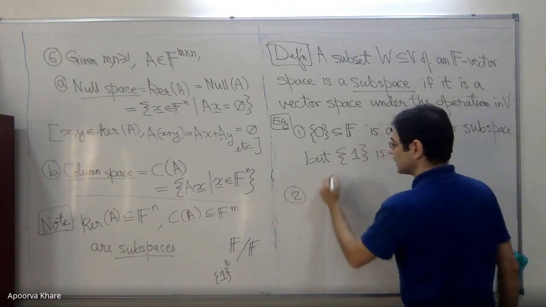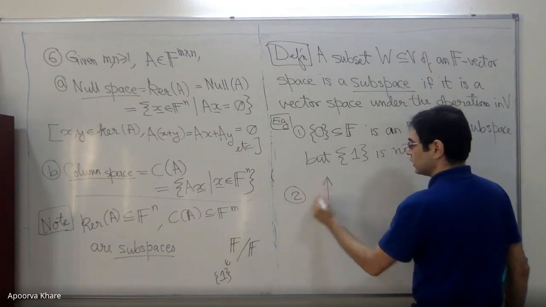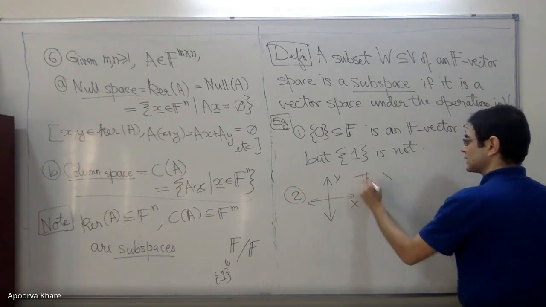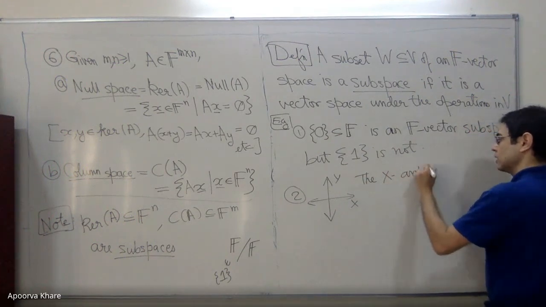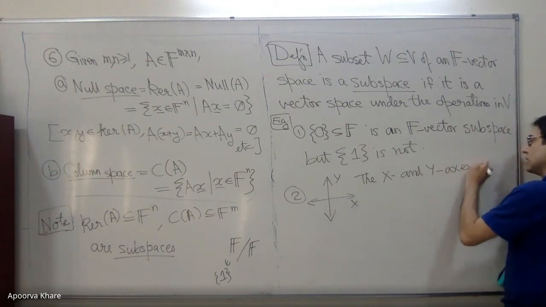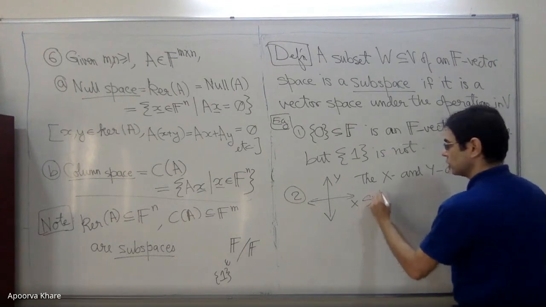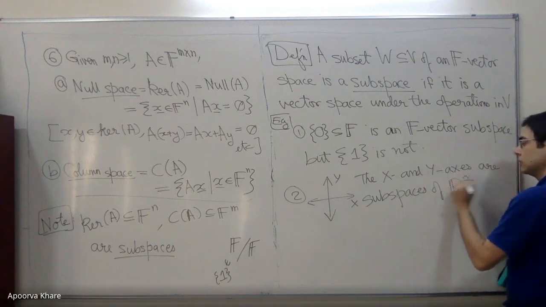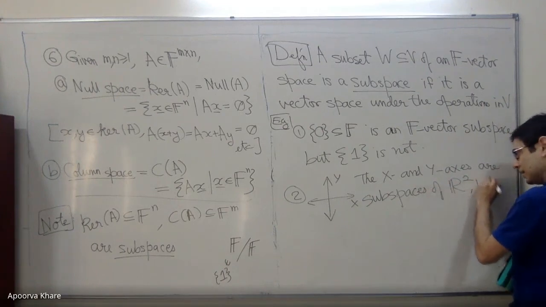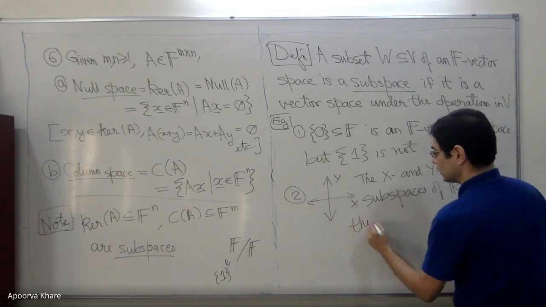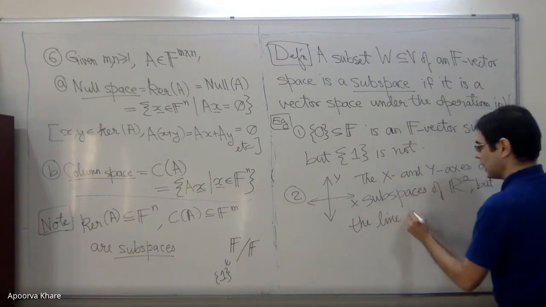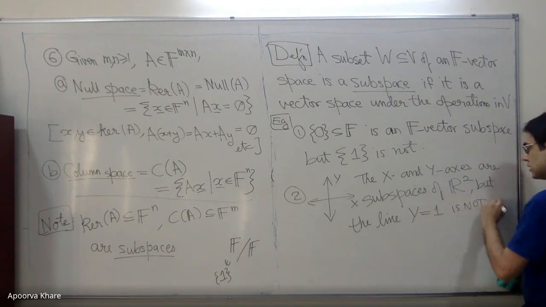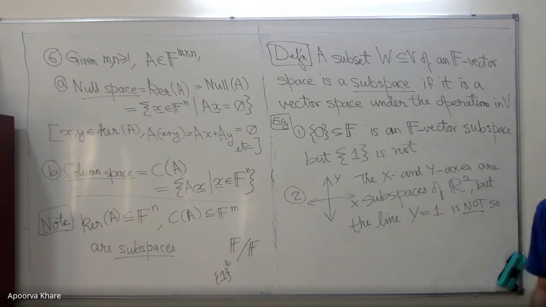Similarly, I can say that inside R2, if you look at the x-axis and the y-axis, they are subspaces of R2. But the line y equals 1 is not so. What is the line y equals 1?